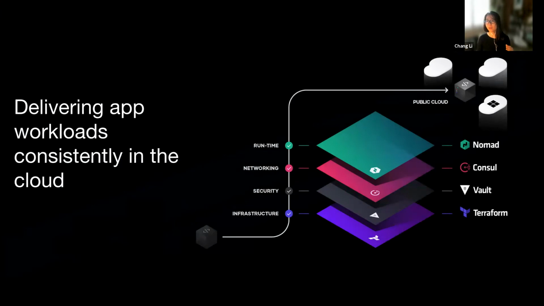So Nomad is one of the core products that HashiCorp offers, but in general, the value of the HashiCorp tools is really helping organizations to deliver their application, their workload to the multi-cloud environment in a consistent manner. To do that, we build a common workflow across the 4 critical layers throughout the infrastructure stack, including provisioning, security, networking, and runtime. Today we're going to focus on the runtime layer, which is where Nomad is the HashiCorp solution.